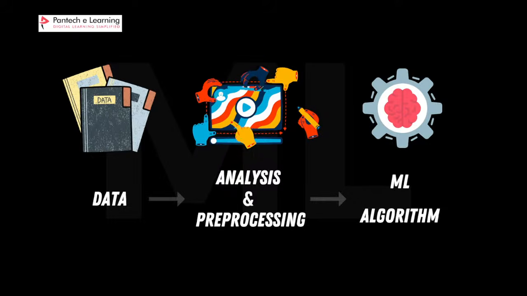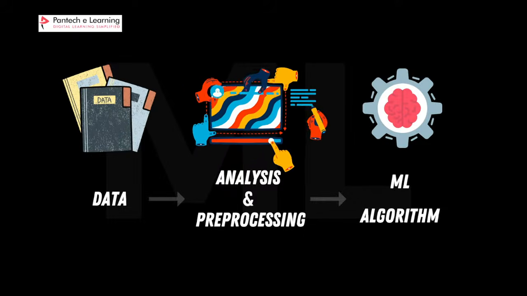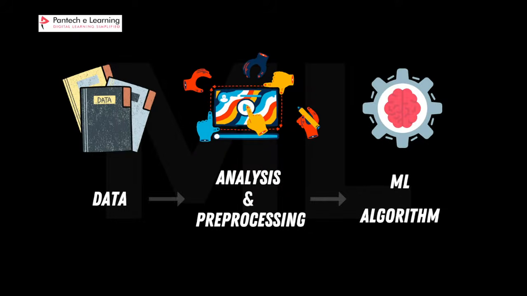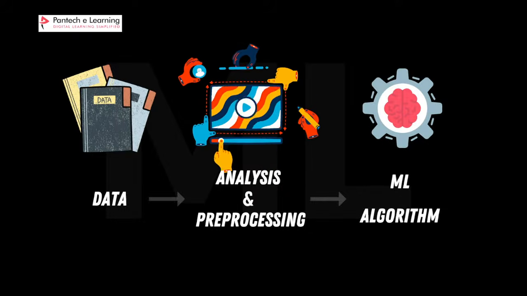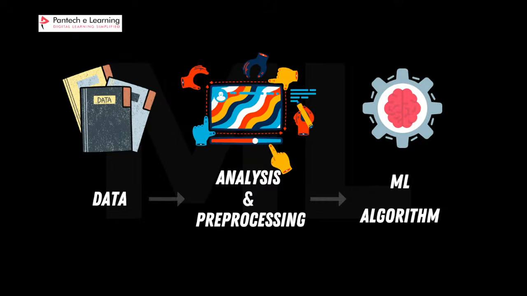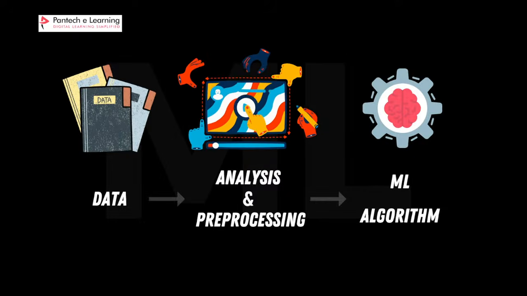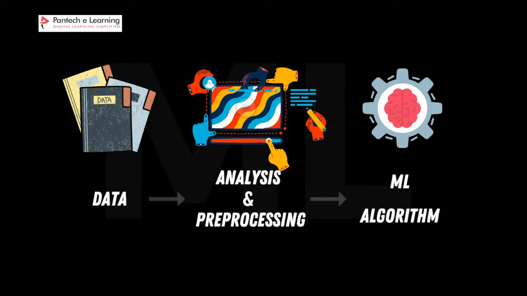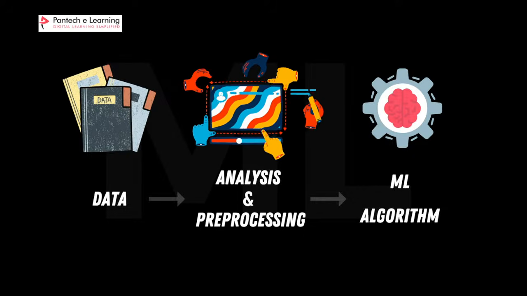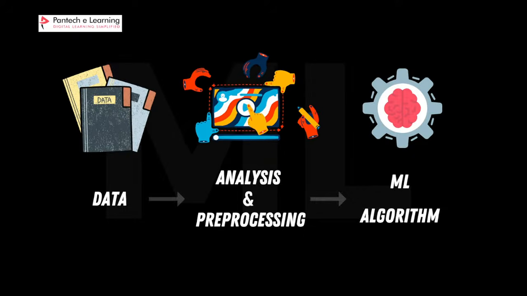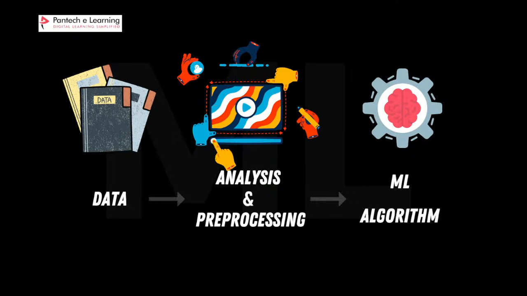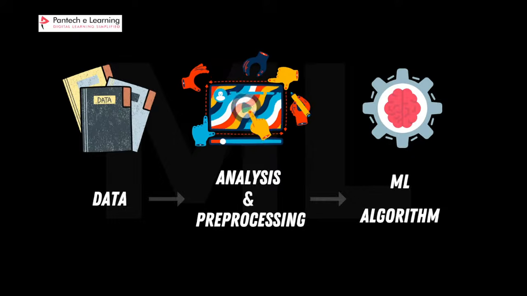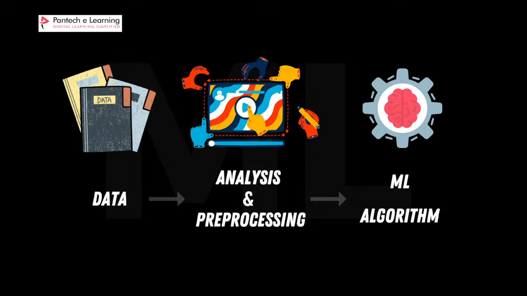After that, based on the algorithm, we train our model. The model is like a brain, so based on the data we train our brain. Then we evaluate the model, which means checking whether the model works properly or not. That is called model evaluation. The final step is to deploy the model. Deploy means we make the model accessible to everyone. That is called model deployment. Understand?